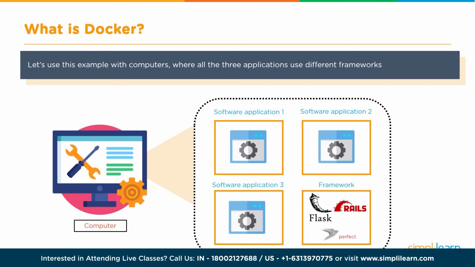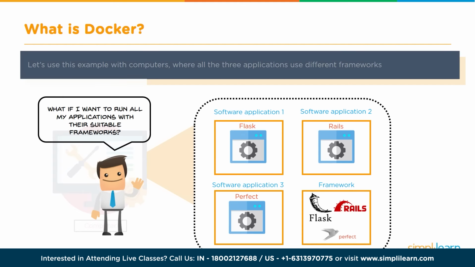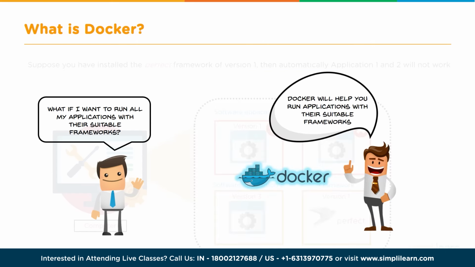Each of the applications could end up using different frameworks. So you may have a framework such as Rails, Perfect, and Flask, and you may want to have them running for different applications for different situations. This is where Docker will help you run the applications with the suitable frameworks.